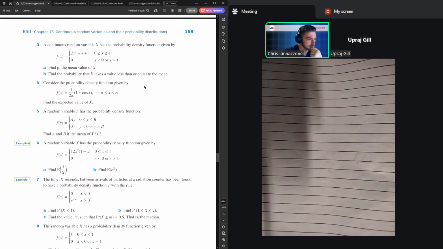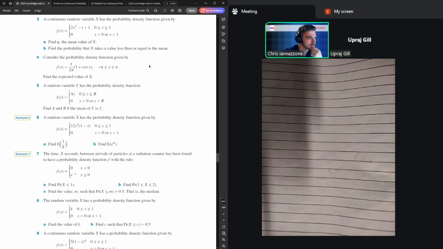Okay, that's the mean. There's a slightly weirdly worded question here. Question 3b. Find the probability that x is less than or equal to the mean. It's like a half trick, if anything. Take value less than or equal to the mean. Okay, I'll try and find the mean first. Yeah, that's precisely it. You'd find the mean and then go from there.